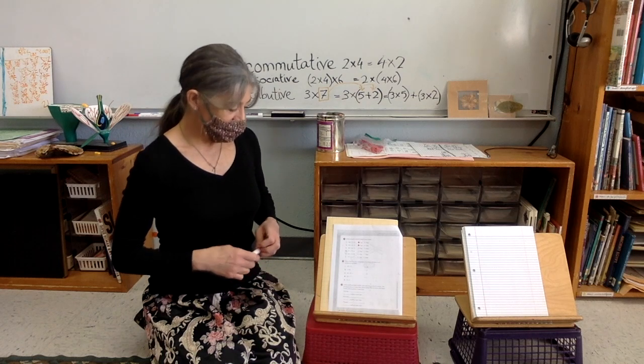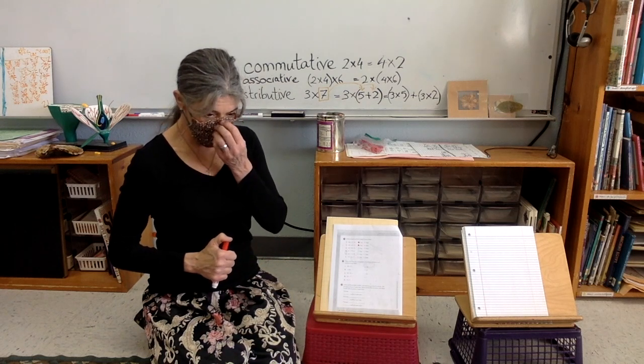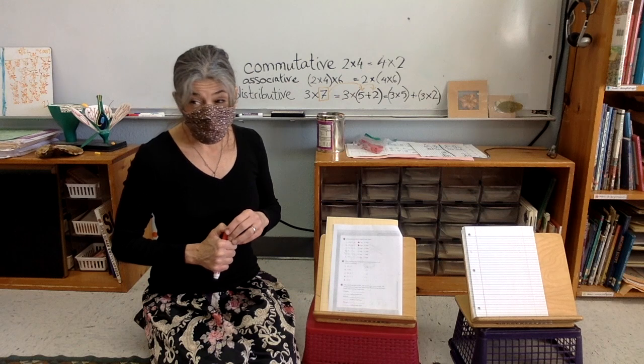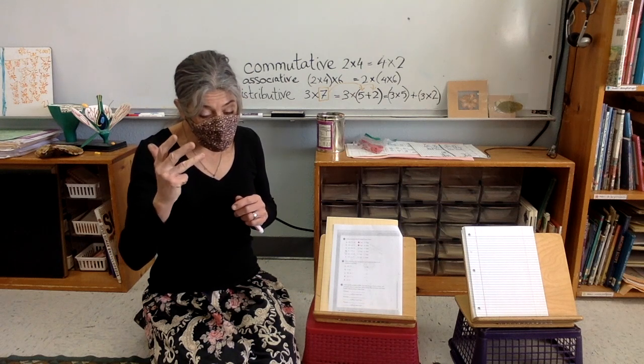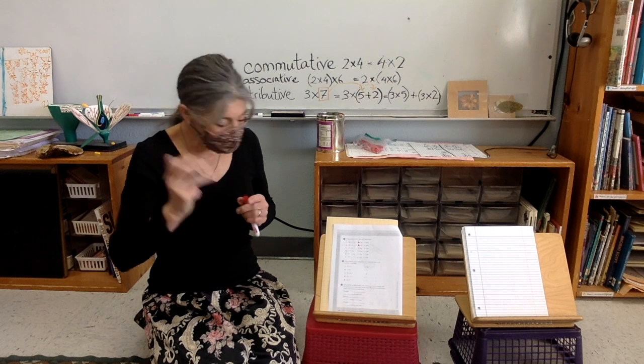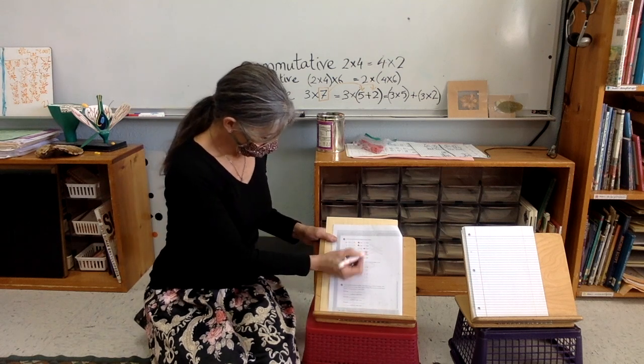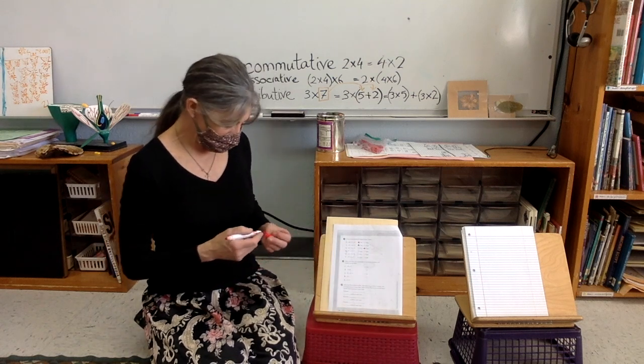Next one. 36 divided by 9 is 6. No. I don't know. Let's count. 9, 18, 27, 36. Ooh, definitely no. No. Oh. You guys were all correct. That is false.